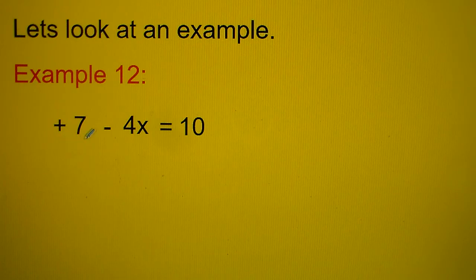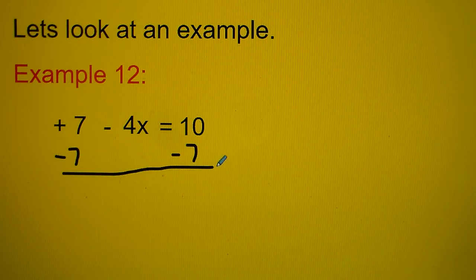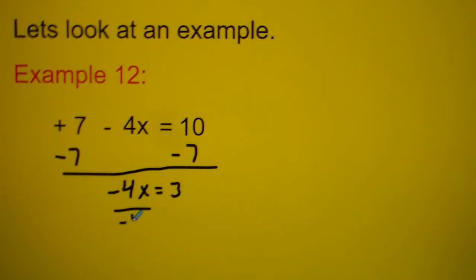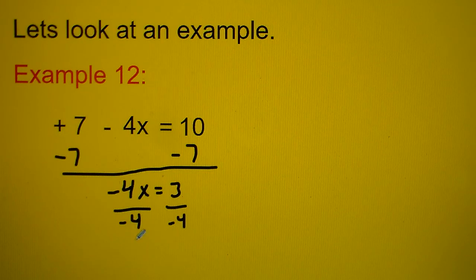Number 12, this is positive 7 minus 4x equals 10. Subtract 7 from both sides. So we get -4x equals 3. We divide both sides by -4. And we're going to get x equals -0.75.